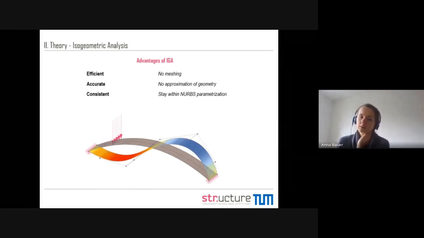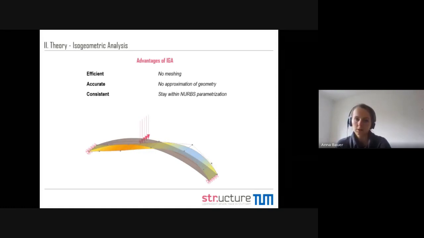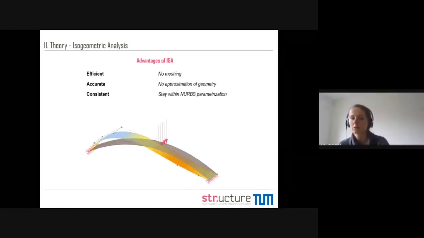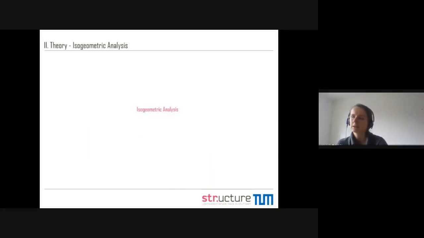It's not only that we use the same model for generating the analysis, but we can also use the analysis model, so the outcome, again in CAD. So there's no interruption in the process, so it's always usable.